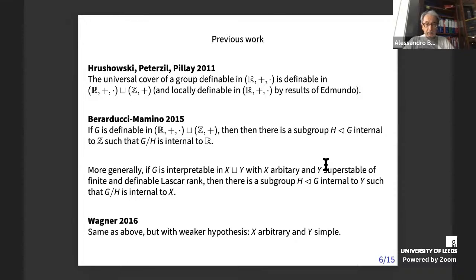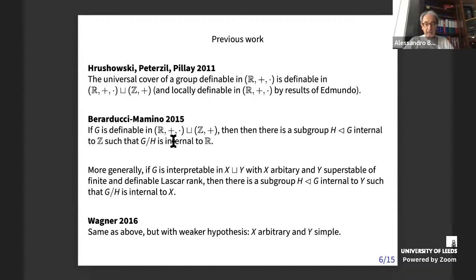Now, with Mamino, we proved a kind of converse. If you have a group definable in the two-sorted structure, then it must be a cover of a group definable in the reals. More precisely, there is a subgroup internal to the integers, this is the kernel, such that the quotient is internal to the reals. So it's exactly a converse of the previous result.